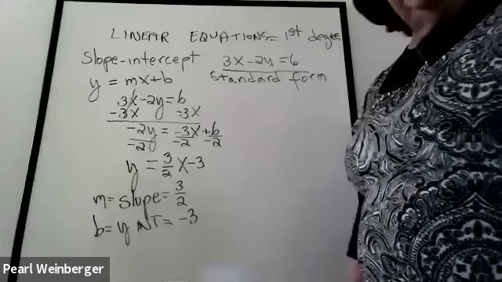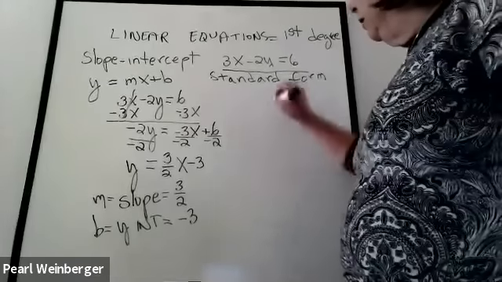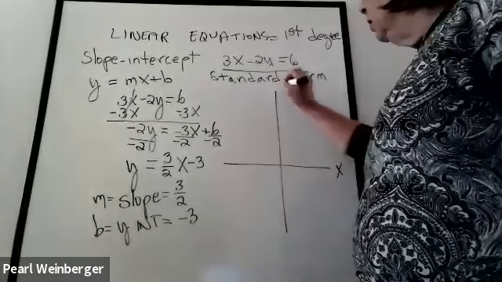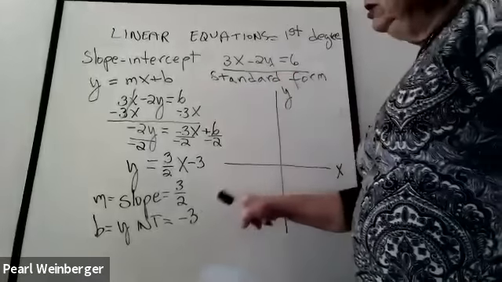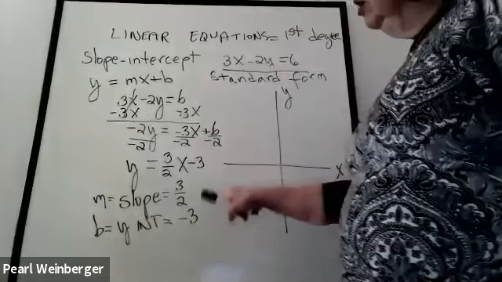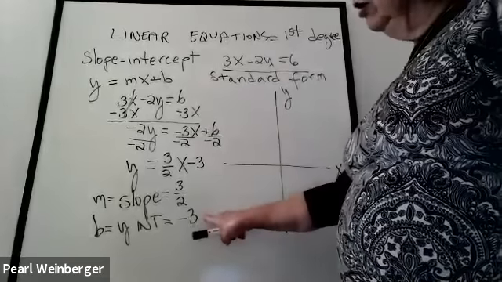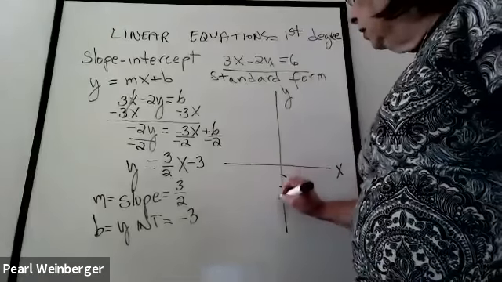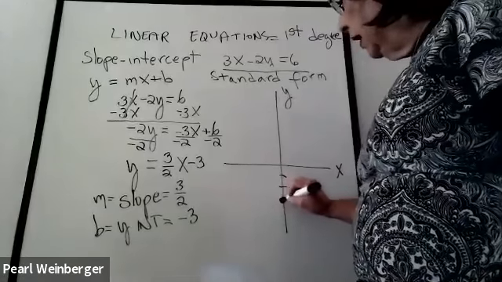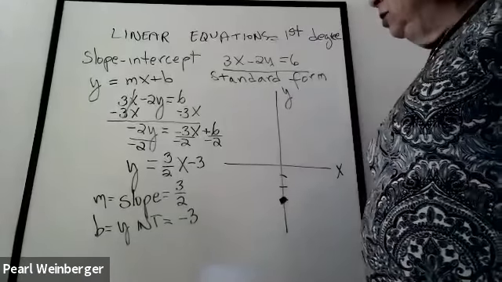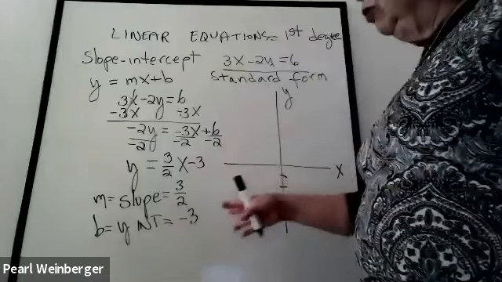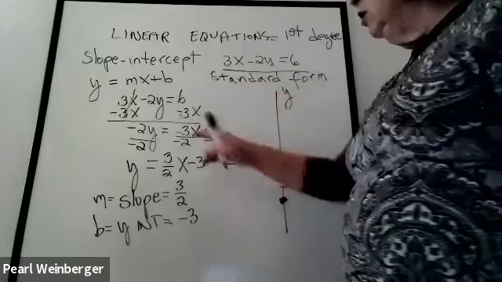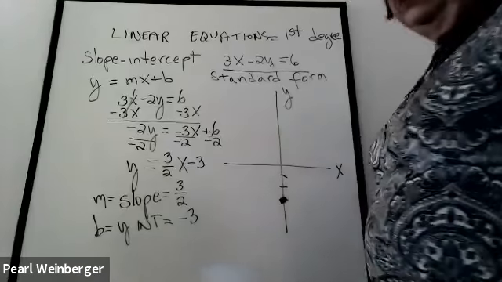Using these two pieces of information, I can draw my line. Here's my piece of graph paper. Here's my x-axis, here's my y-axis. When I'm using the slope-intercept form to graph a line, my first place I go to is the y-intercept. The b is negative 3. That means this line is crossing the y-axis at negative 3. Notice I didn't have to do anything to figure out the y-intercept. Once it's in the y equals mx plus b form, you get the y-intercept for free. It happens to be negative 3.